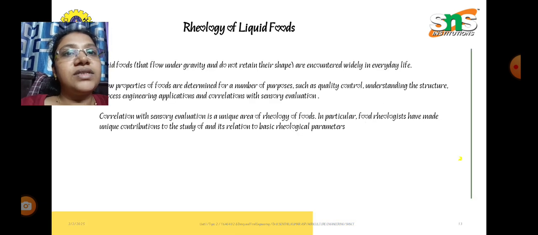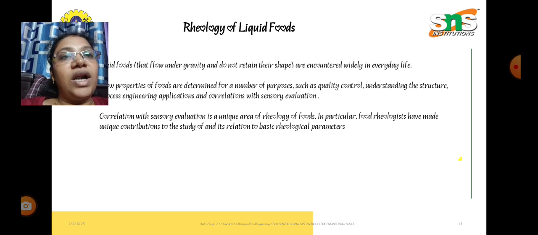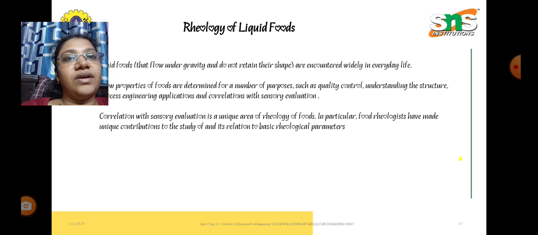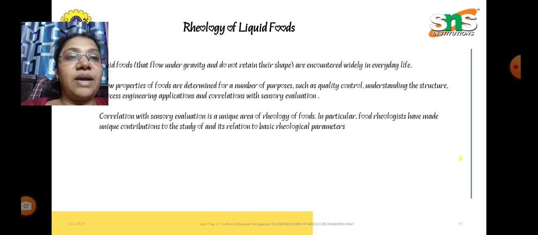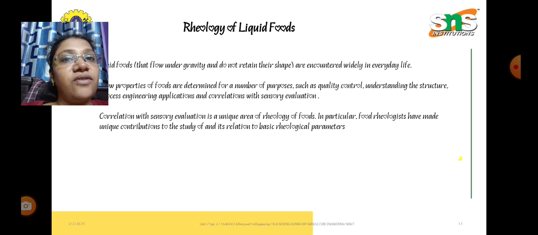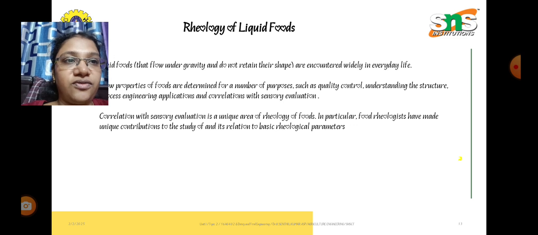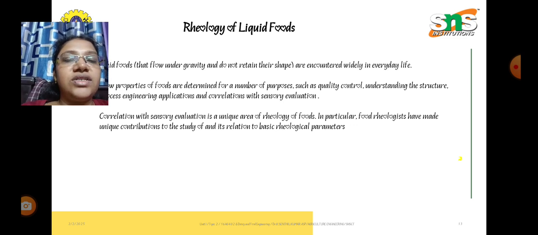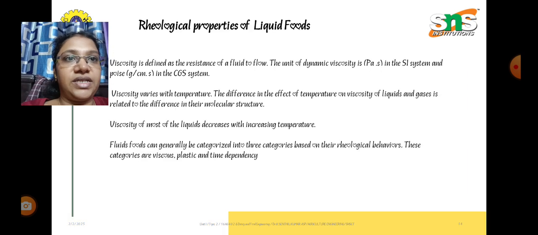Liquid foods mainly flow under gravity and do not retain their shape. We can relate the flow properties of foods to a number of factors like quality control, understanding the structure, process engineering application, and correlation with sensory evaluation also. Correlation with sensory evaluation is a very unique area of rheology of foods. In particular, food rheologists have made unique contributions to the study of its relation to basic rheological parameters.